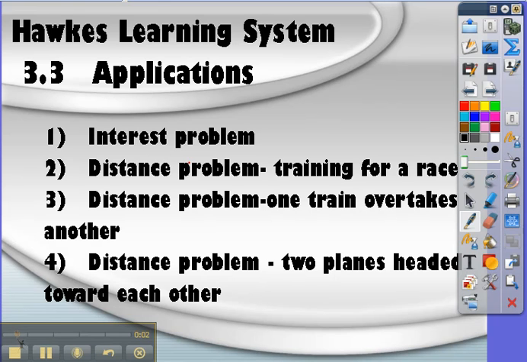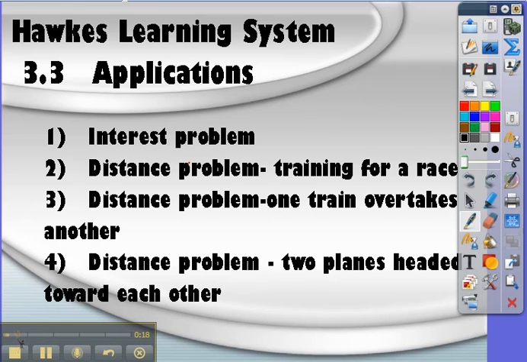This is 3.3 applications out of Hawk's Learning System. This is on applications. It tends to be a little bit tougher of a lesson. There's a couple different types that tend to be more troublesome. That's the interest problem and the distance problem.